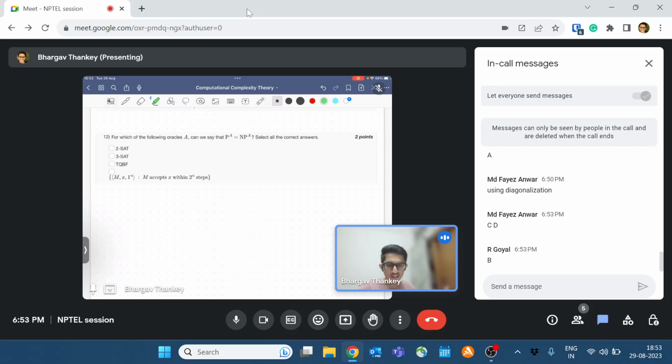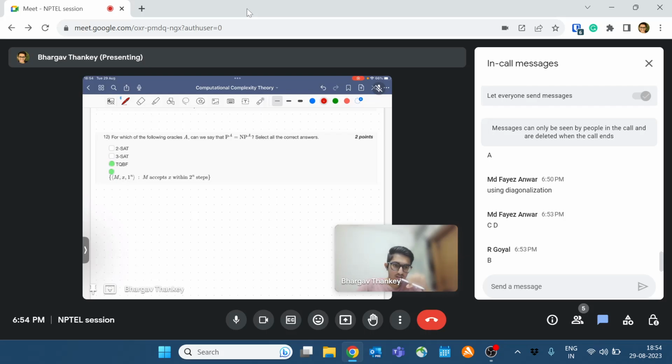Okay, why B? There are two answers, B and C and D. So the correct answer is C and D. But why did you say that B is correct? Yes, I said B is correct because I interpreted this question as asking when this P to the A becomes the same as NP to the A.